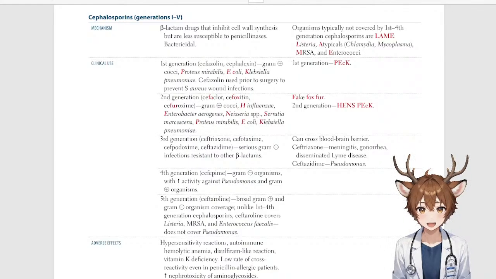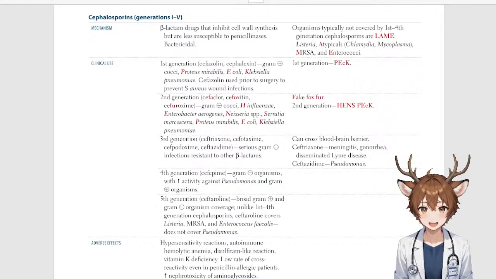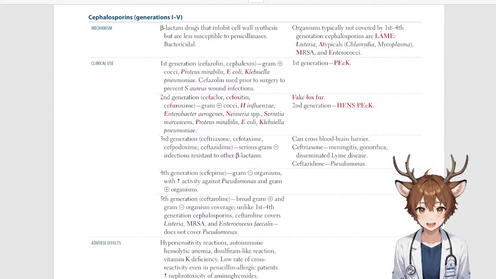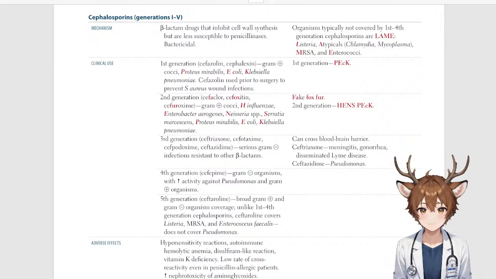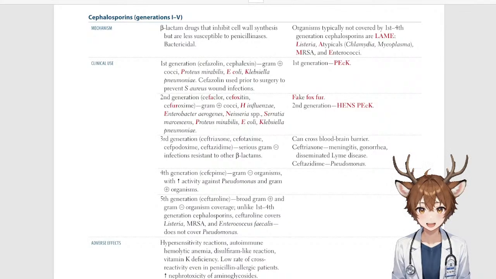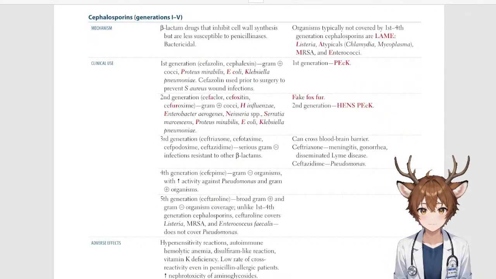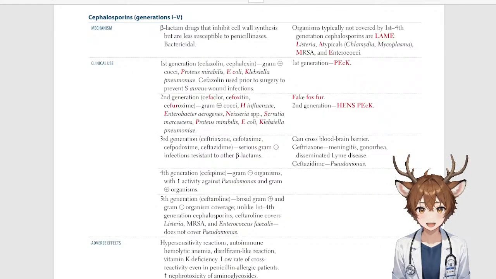Fifth generation, ceftaroline: broad gram-positive and gram-negative organism coverage. Unlike the 1st through 4th generation cephalosporins, ceftaroline covers MRSA and Enterococcus faecalis, but does not cover Pseudomonas. Interesting. What about adverse effects?